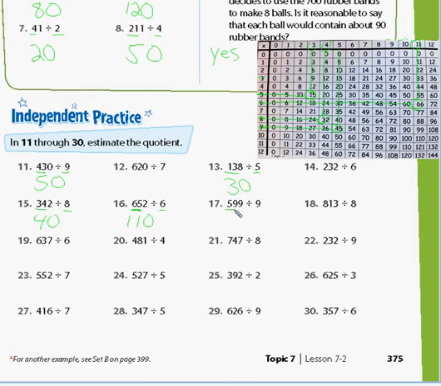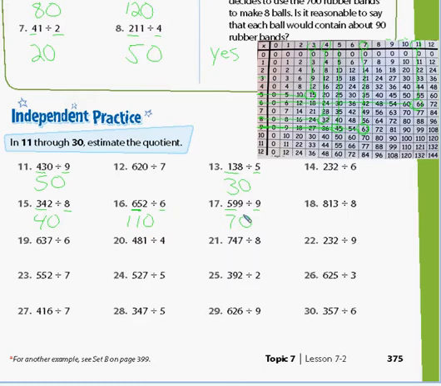Okay. 59 divided by 9. Okay, go to 9 on our multiplication chart. Follow it over, follow it over, follow it over. Let's stop at 63. We could go either way on that one. 63 is a little bit closer. So 59 divided by 9, about 7. That's going to be 70.